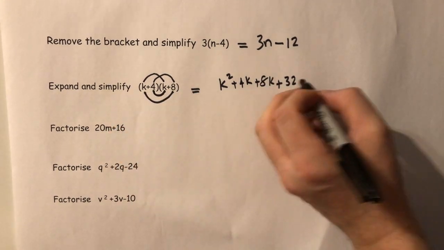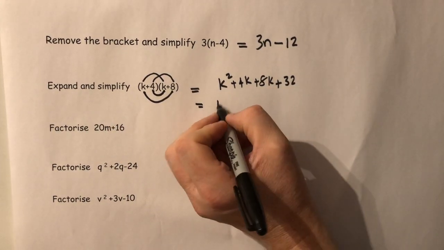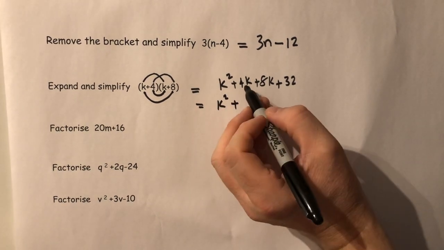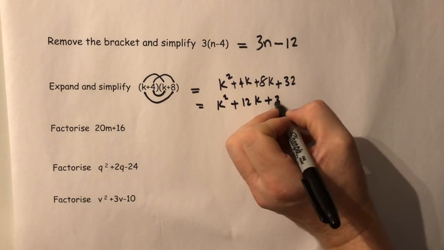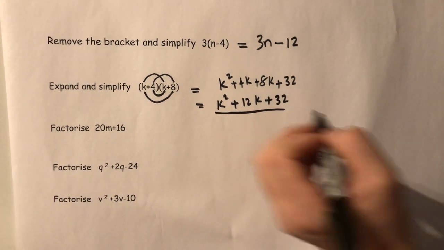Mouth and chin. That tidies up slightly. So we've got k squared. 4 plus the 8, we've got 12k. And 32 on the end. Question done.